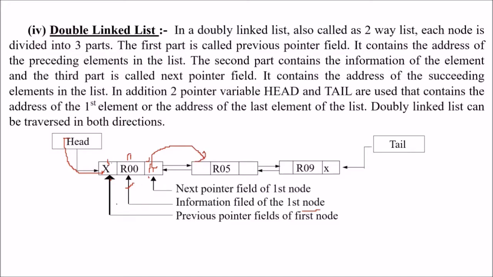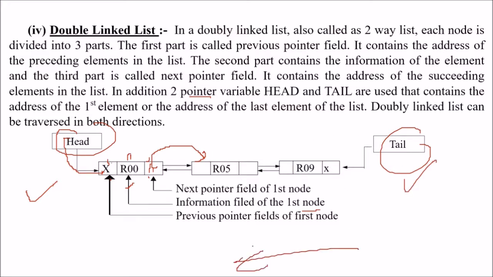So the first part is called the previous pointer field. It contains the address of the preceding element in the list. The second part contains the information. The third part contains the next pointer field, which contains the address of the succeeding element in the list. In addition, we have two pointers called head and tail, which contain the address of the first element and the address of the last element of the list. The doubly linked list can be traversed in both directions.